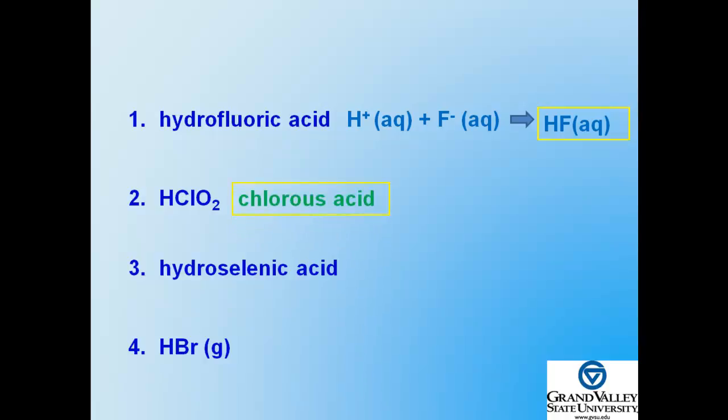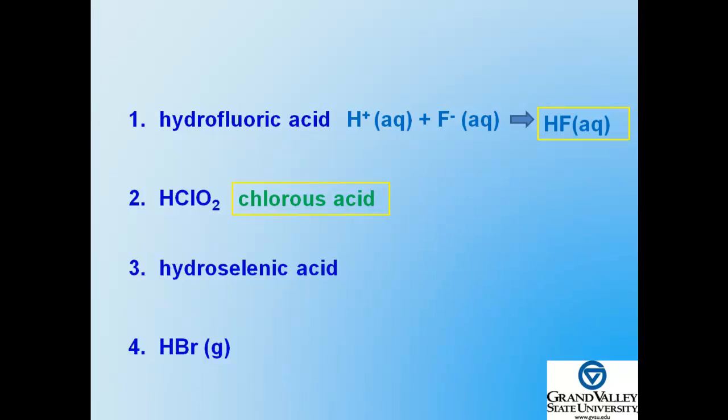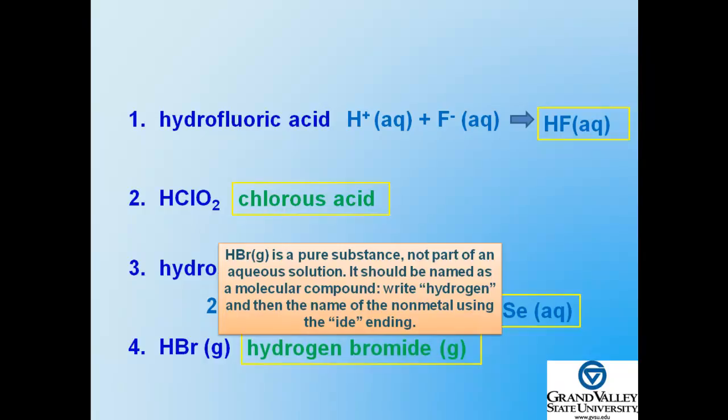The correct name for number 2 is chlorous acid. The correct formula for hydroselenic acid is aqueous H2Se. Lastly, the correct answer for number 4 is hydrogen bromide gas.